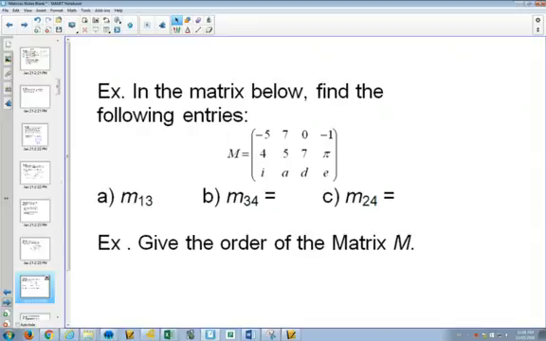So there's the matrix M. Quickly find out what each of those things are and write down the order. All right, did you get 0, e, pi? And the dimensions of this is a 3 by 4. Rows first, then columns.